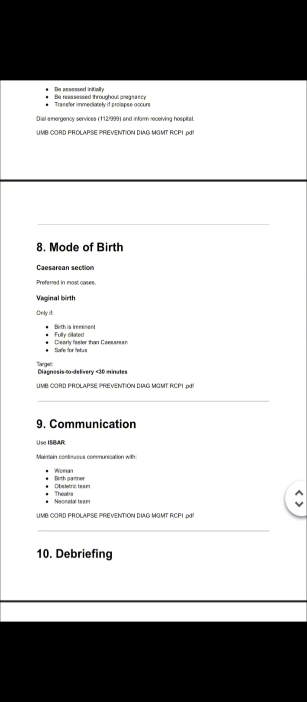Home birth. Women should be assessed initially and reassessed throughout pregnancy. Transfer immediately if prolapse occurs. Dial emergency services like 112 or 999 and inform the receiving hospital.